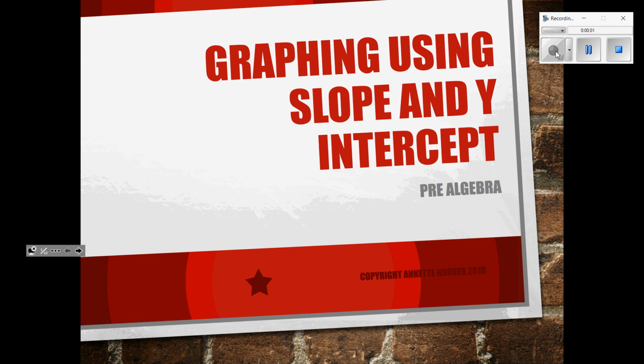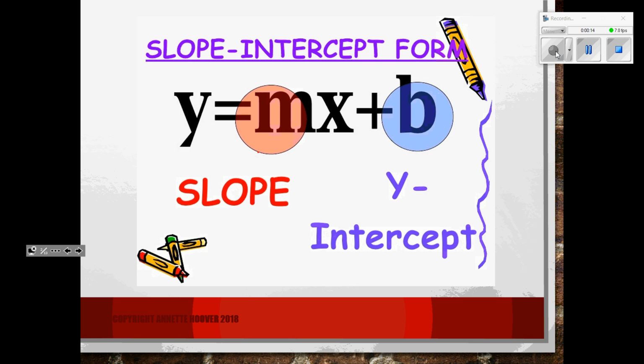In this lesson, we're going to look at graphing a linear equation using something that we call the slope and y-intercept form of an equation. So let's look at what that equation would look like. If you look up here, we have y equals mx plus b. This is what the equation for the slope-intercept form looks like, and each letter represents something.